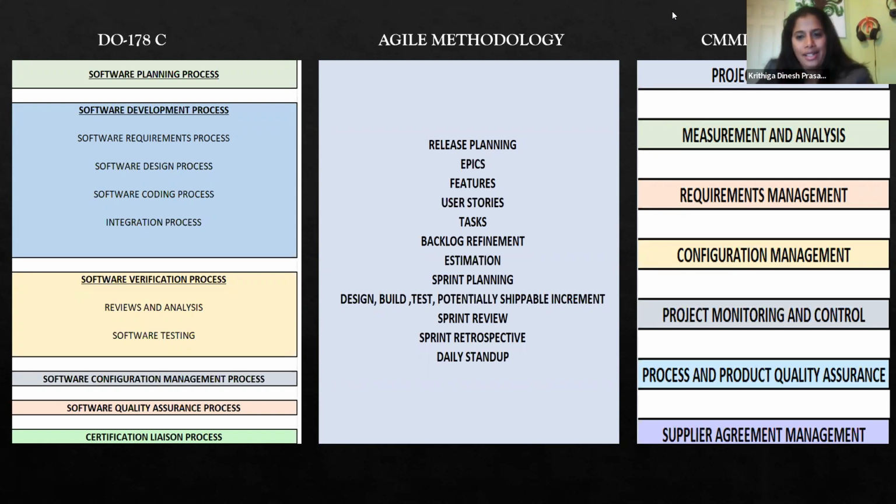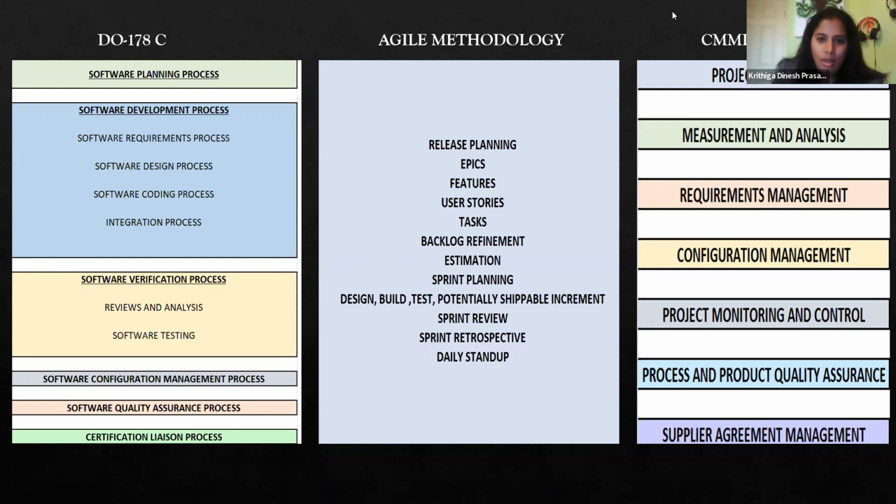So let's go to the right side and look at the CMMI. I just took CMMI level 2 as an example, as a basic one. I didn't want to go to level 3 or level 4, into the complicated ones. So the level 2 process areas are project planning, measurement and analysis, requirements management, configuration management, project monitoring and control, process and product quality assurance, supplier agreement management. And if you look at the DO-178C flow and the CMMI flow, there are a lot of things that we have to think about in the maturity of the organization when we work on these.